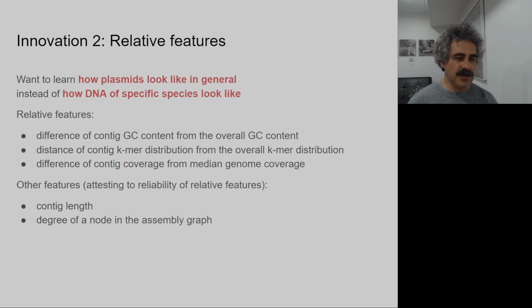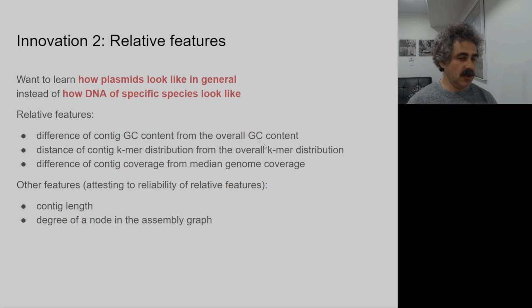The second innovation addresses a problem where many tools actually need to be trained for a specific species. This is probably because in a machine learning process, they learn what the DNA of a specific species looks like, but do not learn general features of how plasmids differ from core genomes. In order to do that, we have introduced relative features that mask the features of specific genomes. For example, instead of the GC content of a contig, we use the difference of the contig GC content from the overall GC content of the sample.